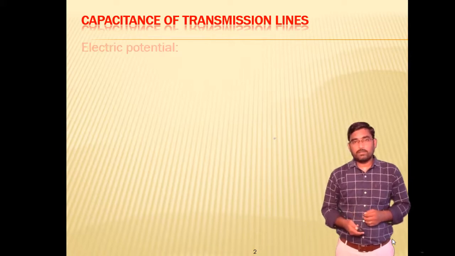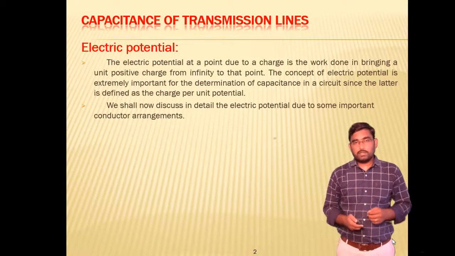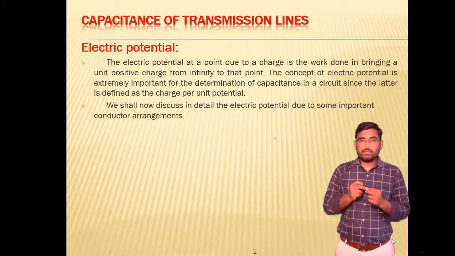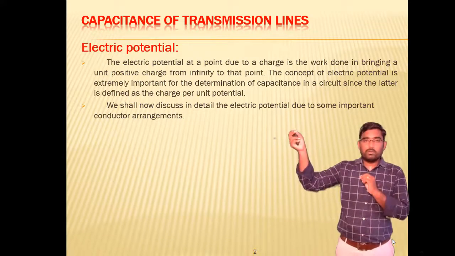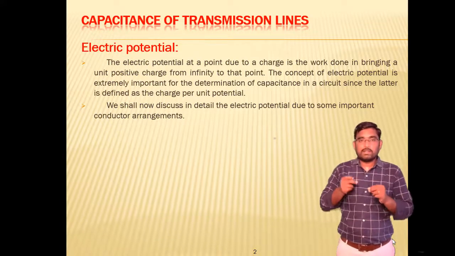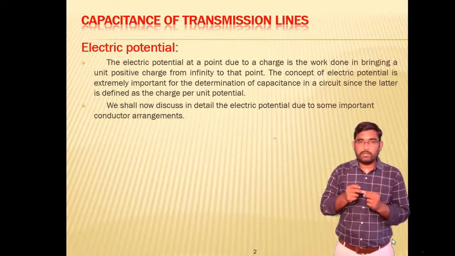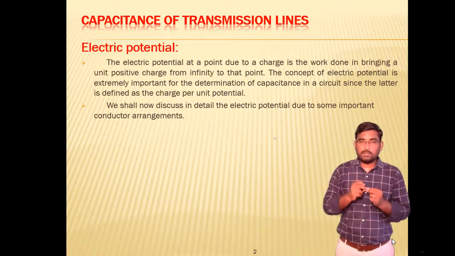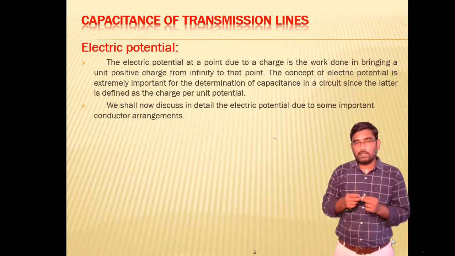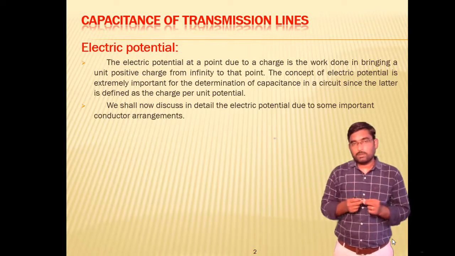The electric potential at a point due to a charge is generally said to be the work done in bringing a unit positive charge from an infinite plane to that particular point. Now, this is said to be the electrical potential at that point. If you write this electrical potential, then by simply taking capacitance C equals charge per this potential, you can easily get the expression for capacitance.